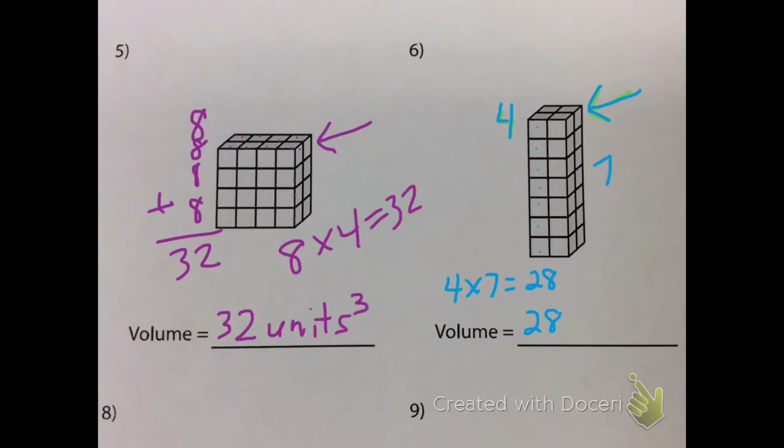So our answer means that there are 28 cubes that make up this prism, or we can write 28 units with a 3. Again, the 3 is there to recognize that it's 3D and that it's cubic units, which is very, very important for volume.